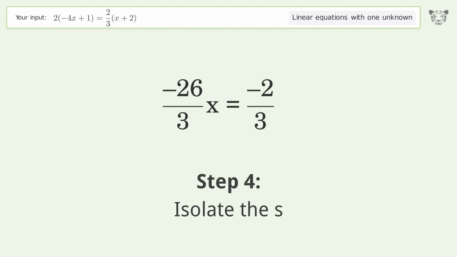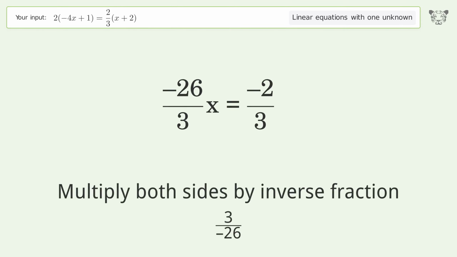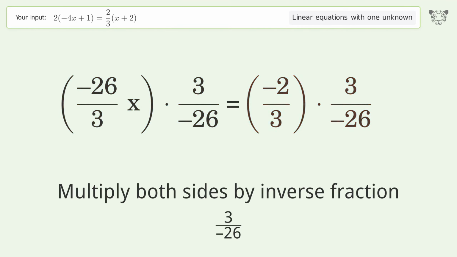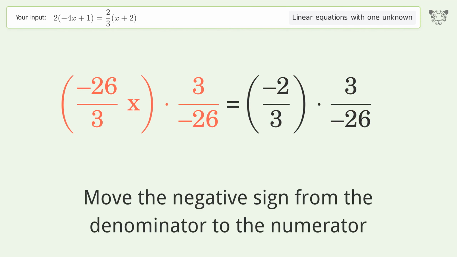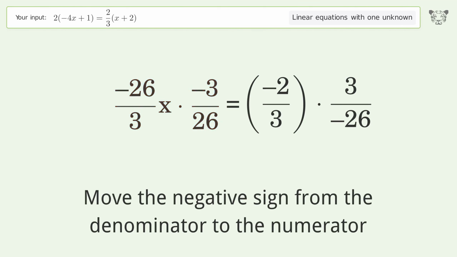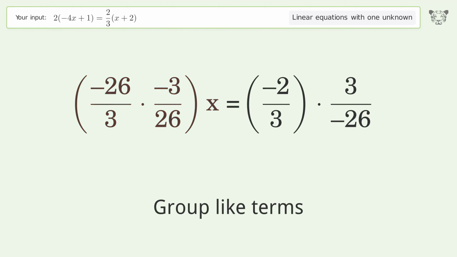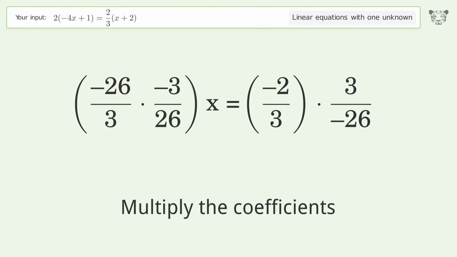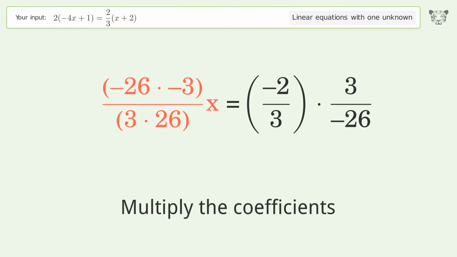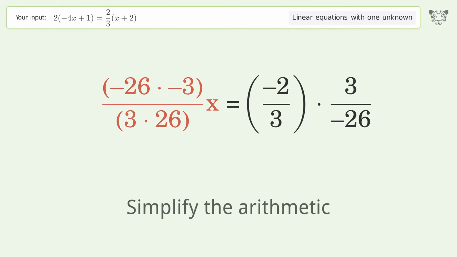Isolate the x. Multiply both sides by inverse fraction 3 over negative 26. Move the negative sign from the denominator to the numerator. Group like terms. Multiply the coefficients. Simplify the arithmetic.